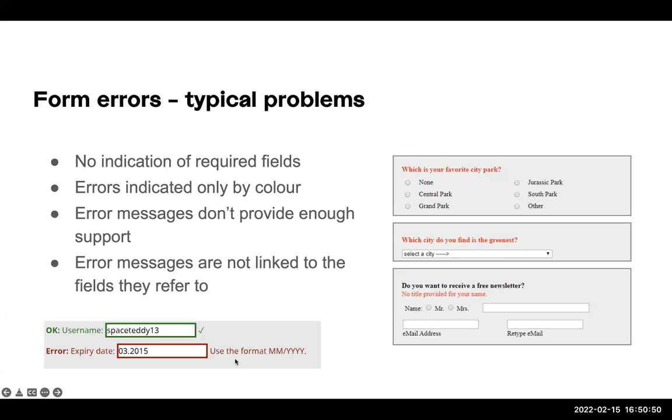Ultimately, this error message is programmatically associated with this input field using something called aria-describedby, referring to the ID of this element, which is really good for screen readers. When they land on this input field, it will read out error, expiry date, 3.2015, use the format MMYYYY, without going to this element. So it will all be grouped here when the screen reader lands on this input field.